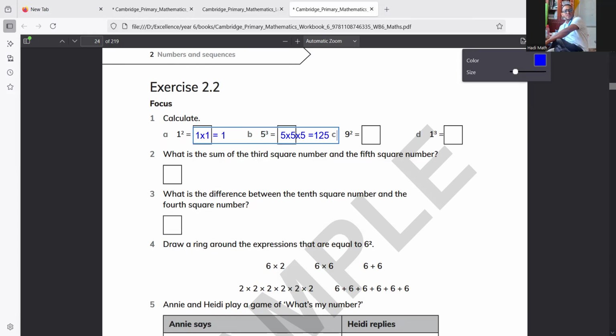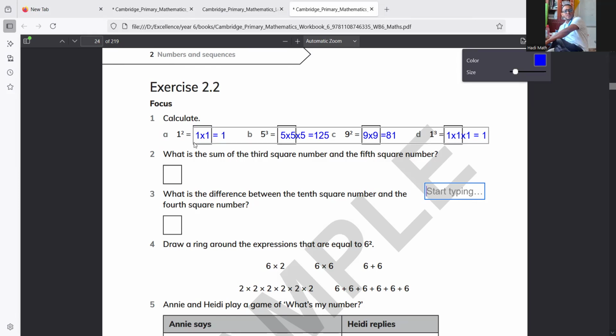The same idea with 9 squared. Square means a number multiplied by itself. 9 squared means 9 times 9, and 9 times 9 is equal to 81. When we say 1 cube, it means 1 multiplied by itself 3 times, like 1 times 1 times 1. 1 multiply 1 is 1, then multiply 1 again is also 1. So please remember, we have square numbers and cube numbers. A square number is a number multiplied by itself, and a cube number is a number multiplied by itself 3 times, or a number multiplied by itself, then by itself again.